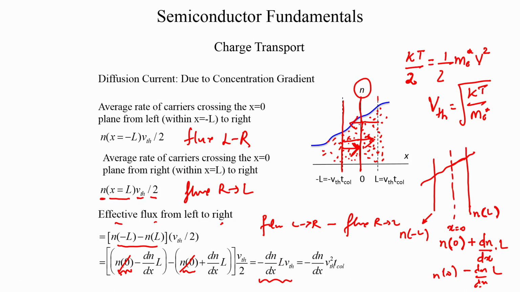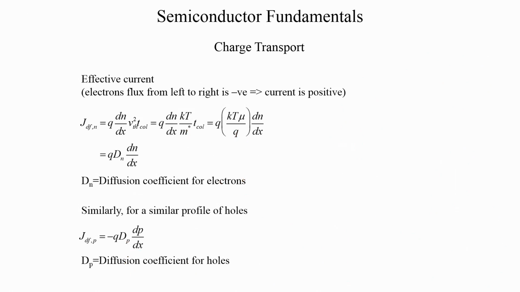And we will now replace this L with Vth times T collision to get this relation. So this relation tells us that there is an effective flux from left to right which depends on dN by dx, the square of the thermal velocity, which is a constant, and the mean collision time, which is also a constant. Therefore the driving force is dN by dx. So that is the effective flux.